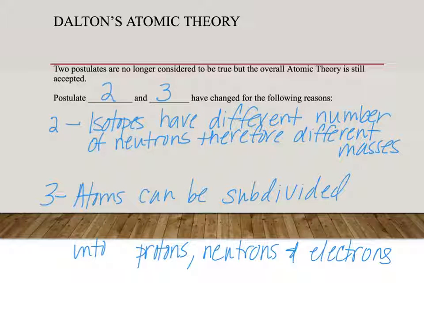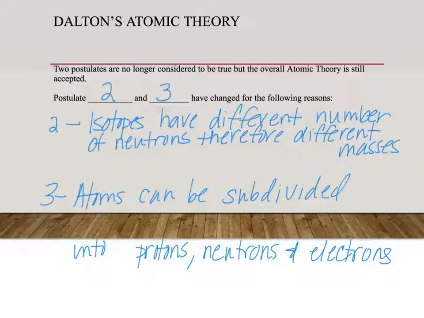So the reason that 2 and 3 have been changed is for the following reasons. Postulate number 2 has been changed because we know about isotopes now. And what isotopes are, which we'll learn about in class, they are atoms that have different numbers of neutrons. And because they have a different number of neutrons, they have different masses. And so that makes number 2 no longer valid, or at least it's been modified.